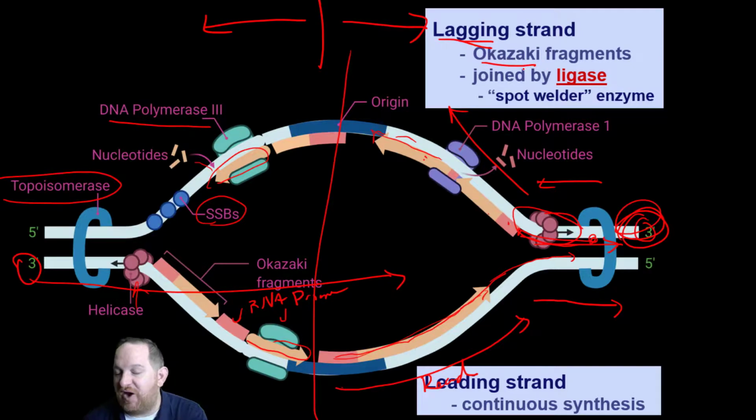They're called Okazaki fragments after the scientist who did a lot of work on this. And so this lagging strand is actually produced in fragments, whereas the leading strand is produced continuously. Now later on, we'll talk about how these fragments are going to have to be joined together because we don't want a bunch of fragments in our DNA. There's an enzyme called ligase, kind of like a little spot welder, that will glue those little pieces together.